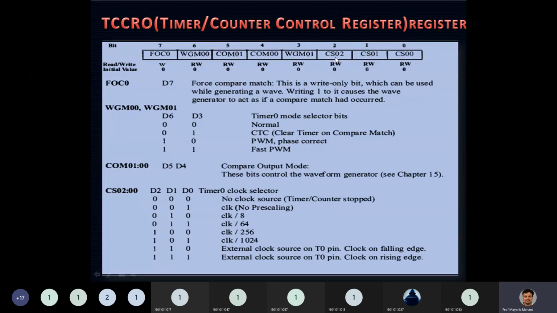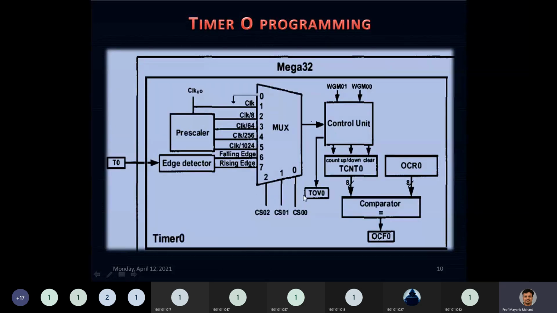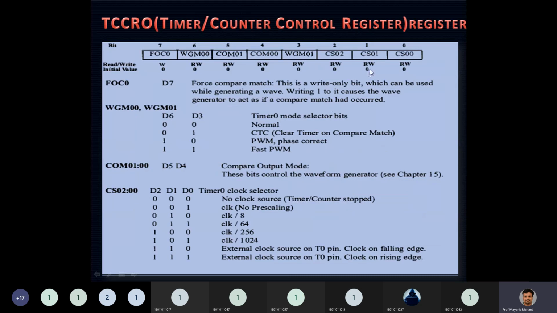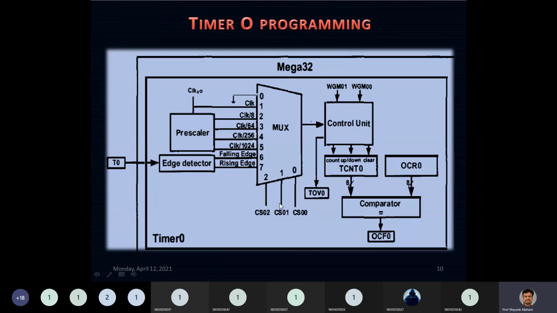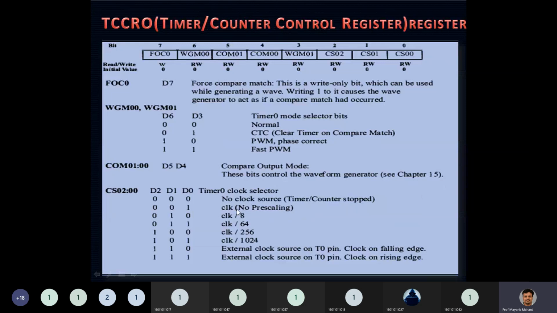You can find CS02, CS01 and CS00. These are the three bits that are directly connected to the multiplexer select line. On the basis of these three values, you have 8 different combinations. 000 means no clock. If you provide 000 over here, no clock is provided to your control unit, so definitely your timer will stop. Same way 001, your direct clock is provided. 010, that is divide by 8.